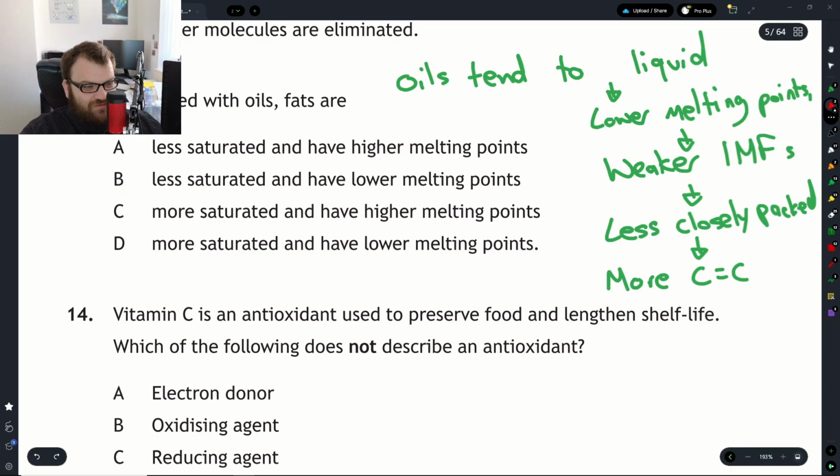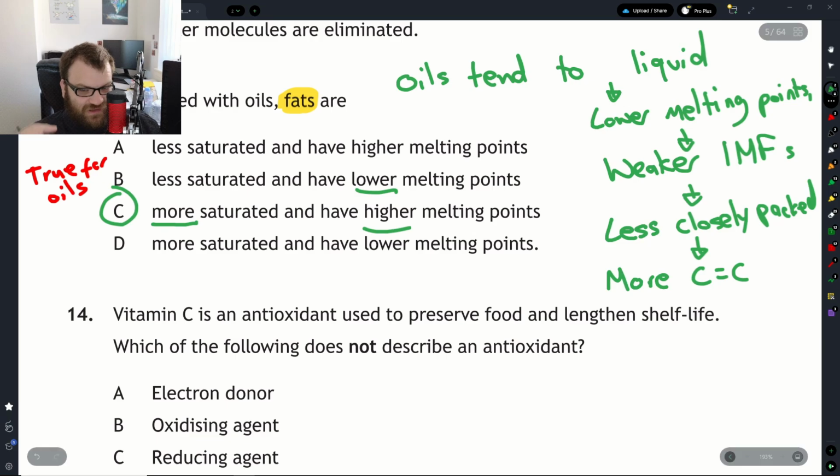Okay, so I've just clocked that I've read this question wrong. So B would be true for oils. However, the question is asking us to focus on fats. So the statement that we're looking for with fats is the opposite. So oils are less saturated, which means fats are more saturated. Oils have lower melting points, therefore fats have higher melting points. So C should be our correct answer. My thought process was totally correct, but I just misread what the question was wanting, so I had to go focus on the fats, and that gives us C as our correct answer.